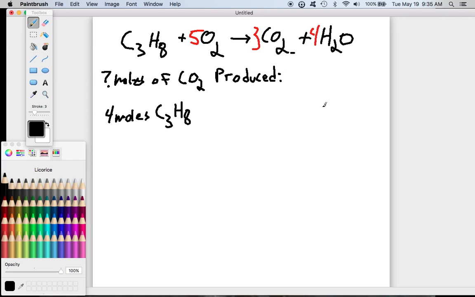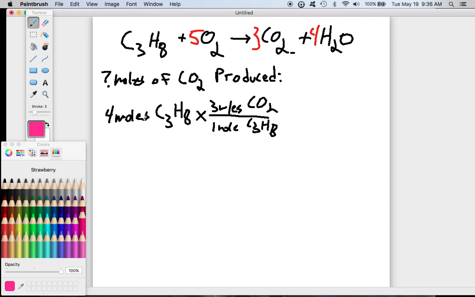So what's this question asking? How many moles of CO2 would be produced from 4 moles of propane? Well, if I put in 1 mole of propane, I get out 3 moles of carbon dioxide. That's my mole ratio. If I put in 1, I get out 3. I'm not putting in 1, I'm putting in 4. So I'll use my mole ratio and say, for every 1 mole of C3H8, I'm going to make 3 moles of CO2.